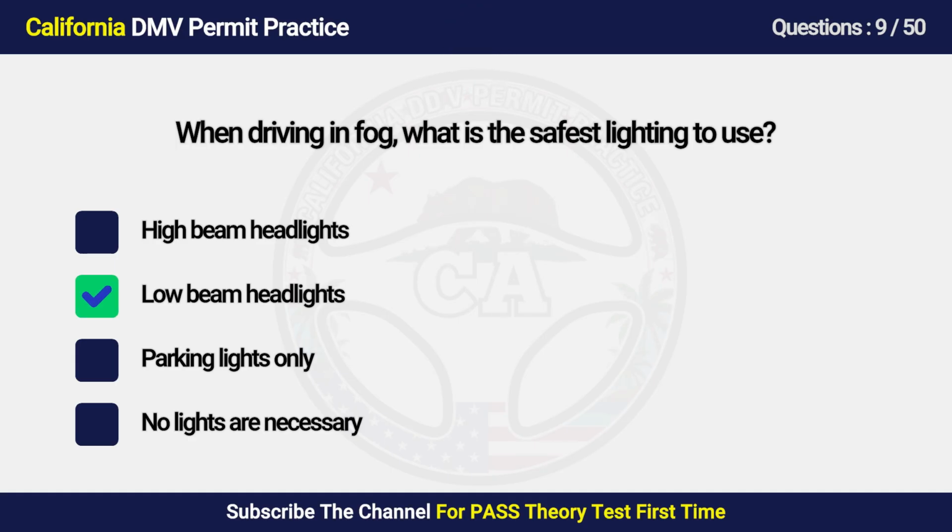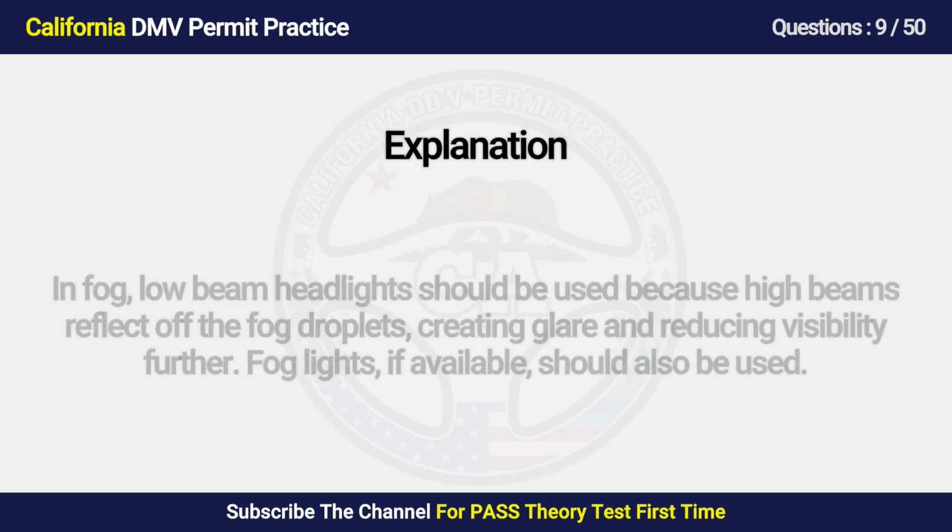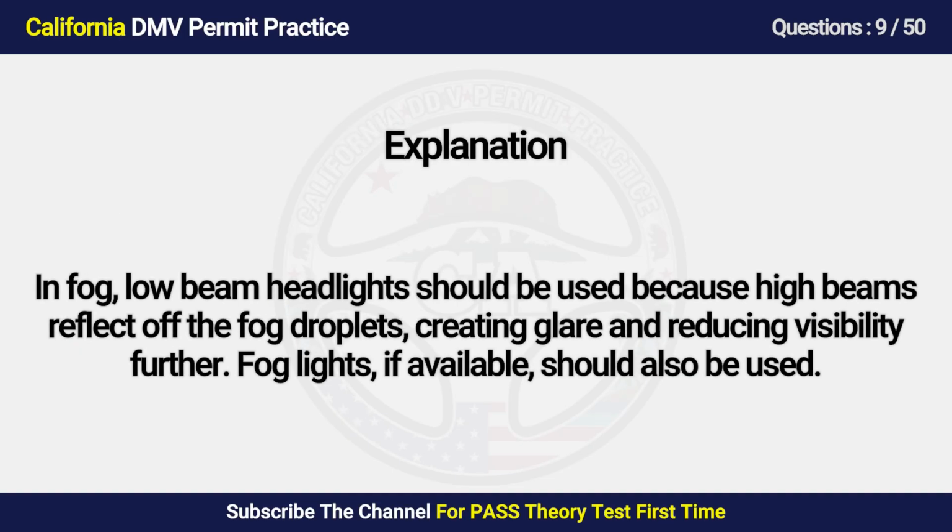Answer is B. Low beam headlights. In fog, low beam headlights should be used because high beams reflect off the fog droplets, creating glare and reducing visibility further. Fog lights, if available, should also be used.